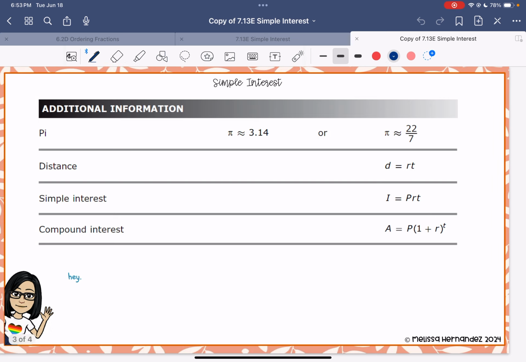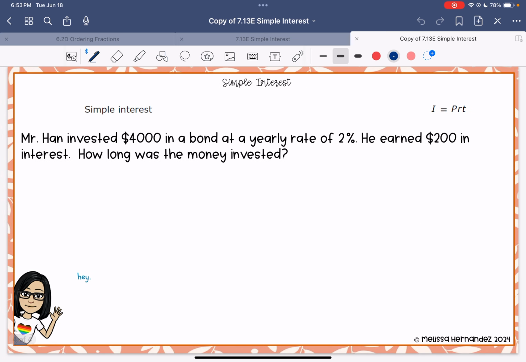So Mr. Hahn invested $4,000 in a bond at a yearly rate of 2%. He earned $200 in interest. How long was the money invested?